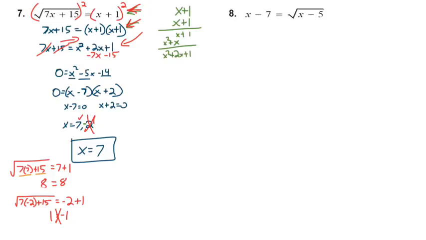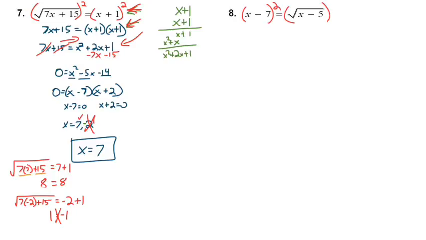If you're feeling brave, try number 8. Remember, how do you square a binomial? How do you solve a quadratic? It's going to be very similar to number 7. Use it as a model. Pause the video and try it. All right, number 8. I'm just going to burn through this real quick.